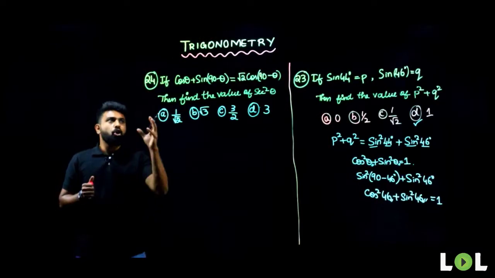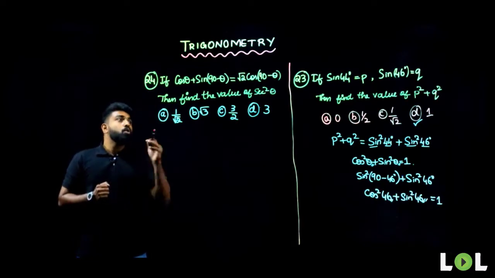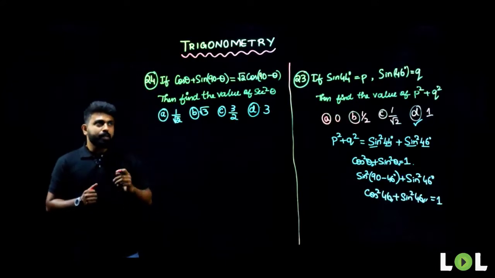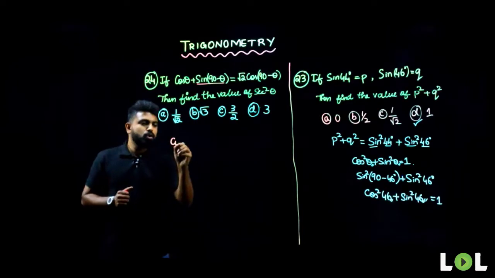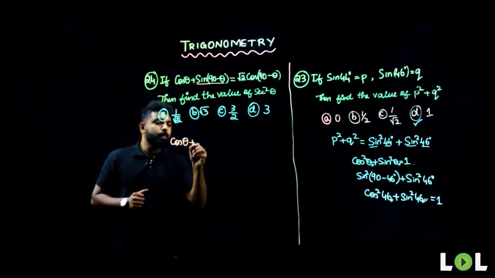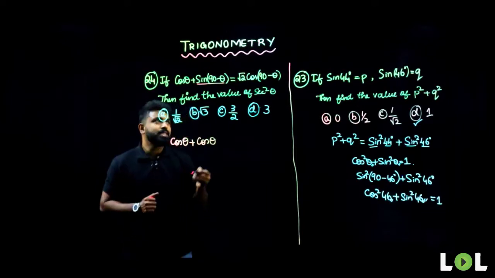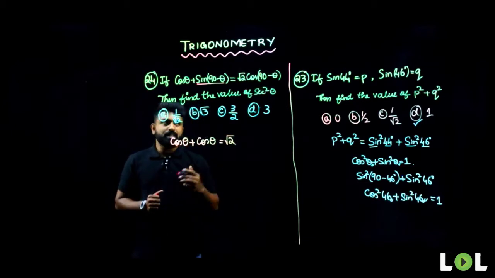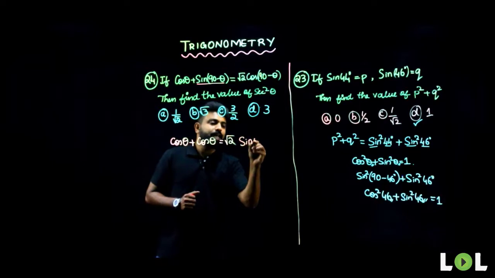What they're telling us is cos theta plus sine of 90 minus theta is equal to root 2 cos of 90 minus theta. What does this mean? It means that I can write sine of 90 minus theta as cos theta. So cos theta plus sine 90 minus theta is nothing but 2 cos theta. That is equivalent to root 2 into cos of 90 minus theta. What can I write cos of 90 minus theta as? I can write it as sine theta.